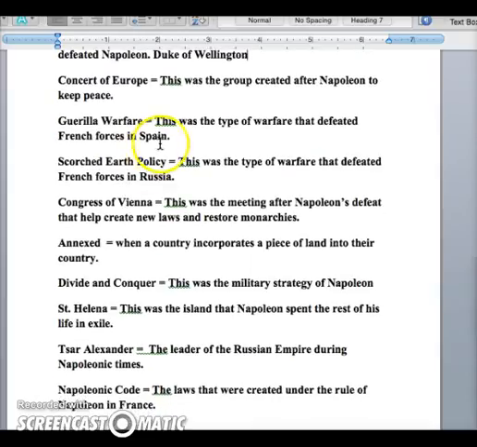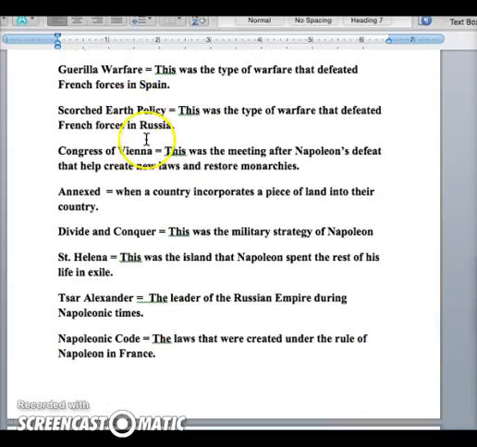Remember, guerrilla warfare was a type of warfare that the Spanish used on the French troops. It is basically a shoot, run and hide tactic. It is a war, what they would call, of attrition. Scorched earth policy. This was what the French forces faced against Russia. The Russians would destroy everything as they retreated, so therefore the French could not use anything as they invaded the Russian country.